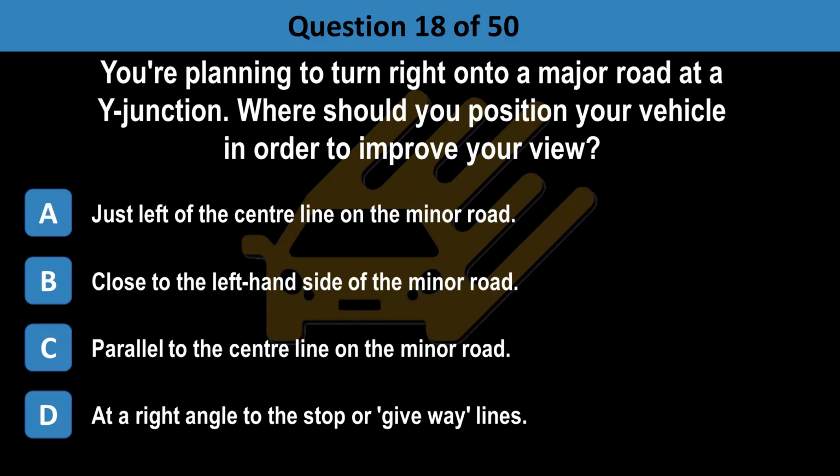You're planning to turn right onto a major road at a Y junction. Where should you position your vehicle in order to improve your view? A. Just left of the center line on the minor road. B. Close to the left-hand side of the minor road. C. Parallel to the center line on the minor road. D. At a right angle to the stop or give way lines.